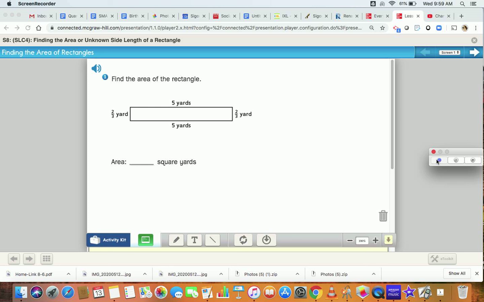Okay, so this is lesson 8-8. Now the last lesson was finding the perimeter of a rectangle when there were fractions involved. This lesson is about finding the area when there are fractions involved.